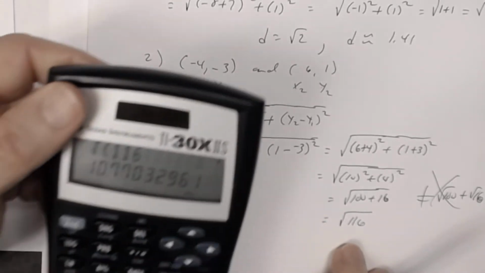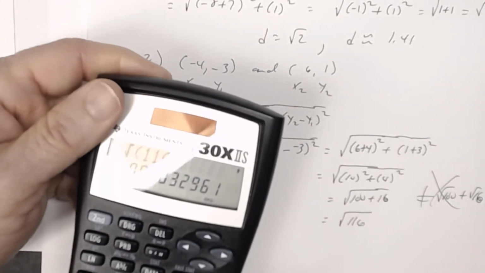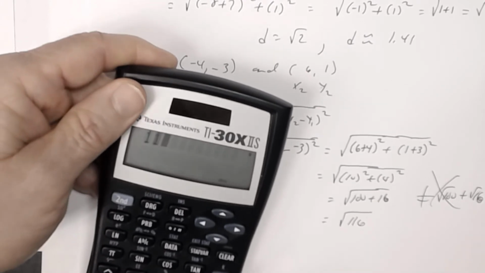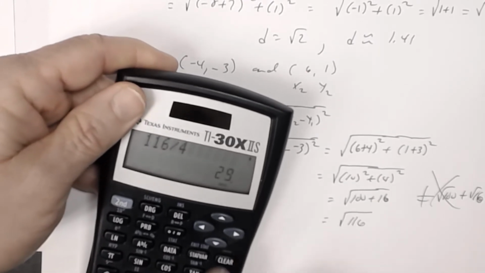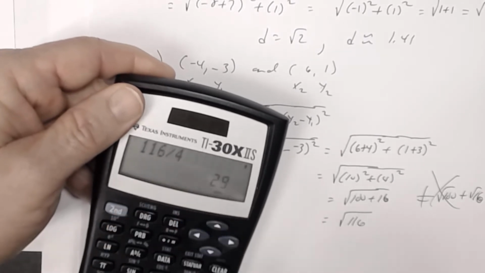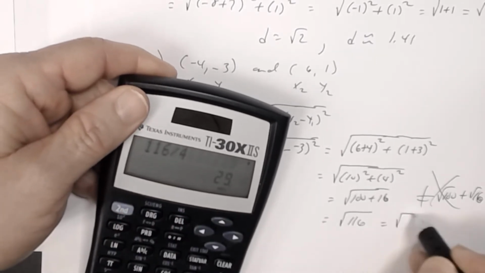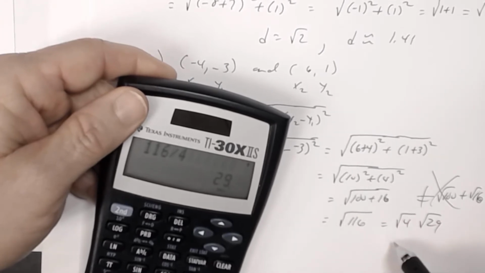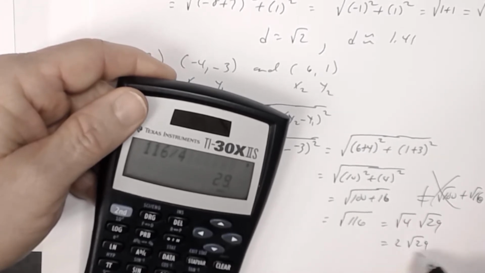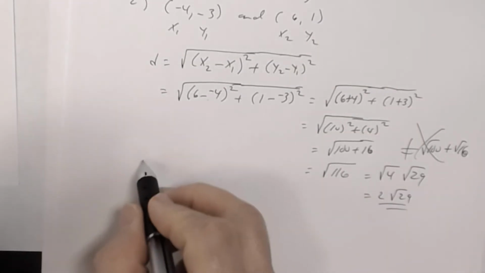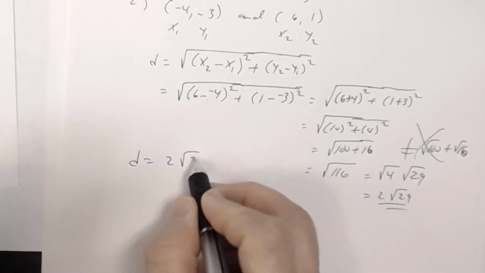All right, so let's look at 116. Besides 1, the next perfect square is 4, so let's see if 4 goes into 116 evenly. 116 divided by 4, and it does, and 29 is a prime number, so that's good. So this becomes the square root of 4 times the square root of 29. And then the square root of 4 is 2, so you get 2 square root of 29. Okay? All right, so that's the distance. So the distance is 2 square root of 29.